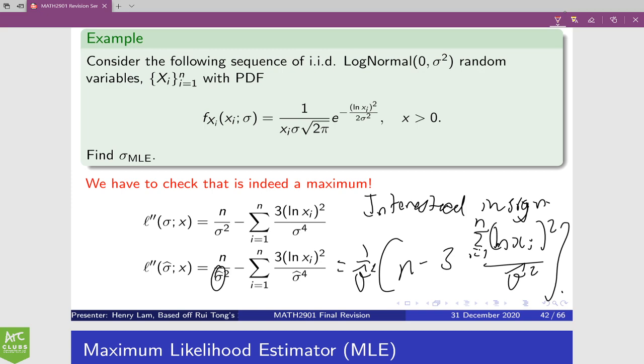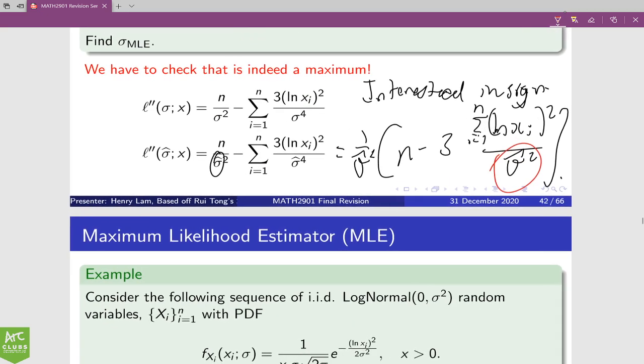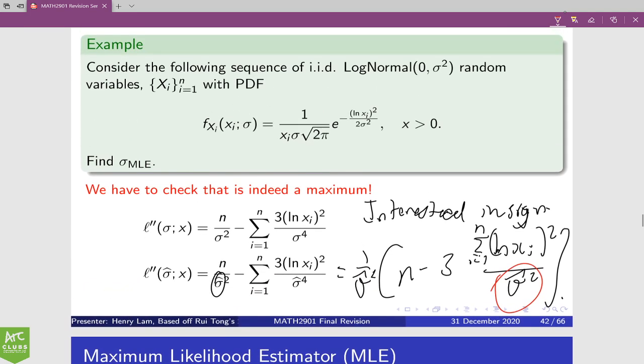Now, you have to recall what sigma hat squared is. Okay, sigma hat squared is equal to this that we found before.